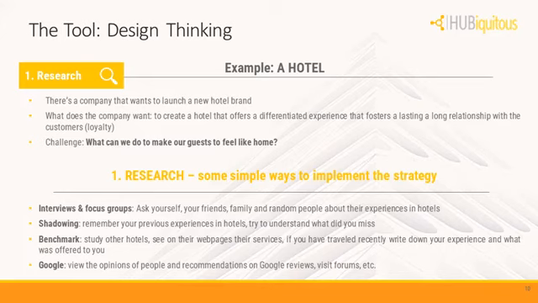So in order to do that, I'm going to start with the research phase, and some simple ways to get this information are, for example, to organize interviews and focus groups. That means that I'm going to ask myself, I'm going to ask my friends, my family and random people about their experiences in different hotels. Or I'm going to use the shadowing tool, trying to remember my previous experiences, or if I am traveling at this moment with a friend, I'm going to observe my friend in order to see if I find something that he or she is missing, and to try to understand this necessity.